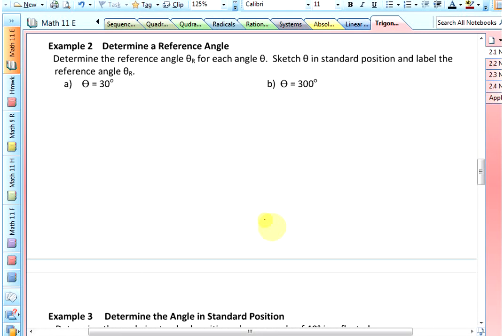Okay, so example number 2, determine a reference angle. Determine the reference angle theta subscript r for each angle theta. Sketch theta in standard position and label the reference angle theta subscript r. So our first angle that we're going to look at is 30 degrees. So we will start by drawing it in standard position.